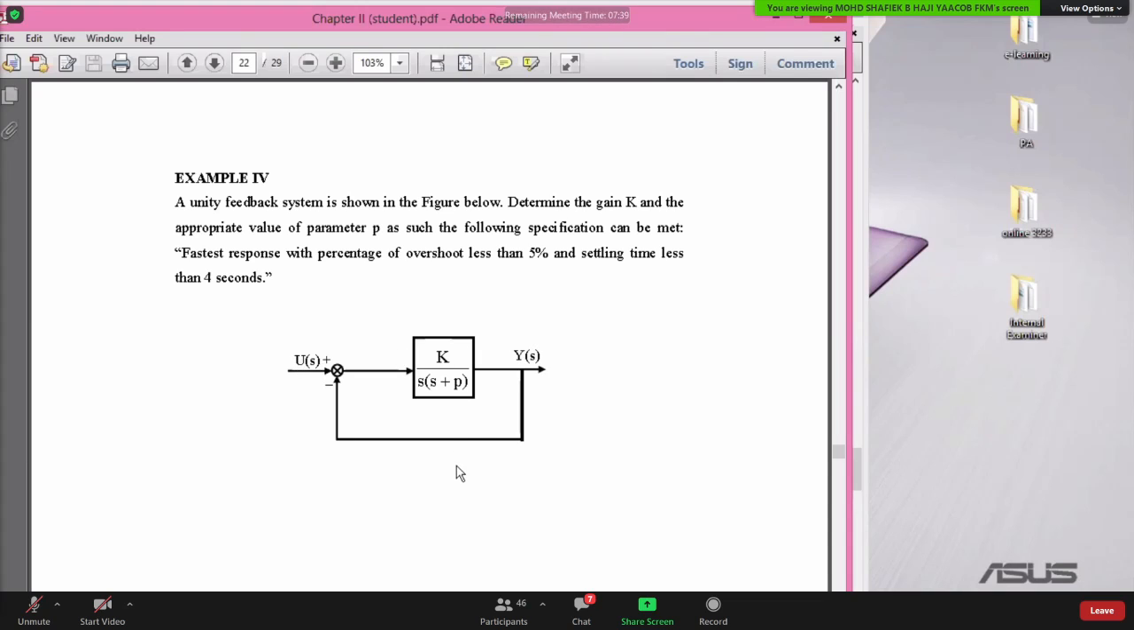So the overall transfer function is G divided by 1 plus GH, not just K divided by S multiplied by S plus P. No, this is just the forward path transfer function. You need to obtain the overall transfer function.